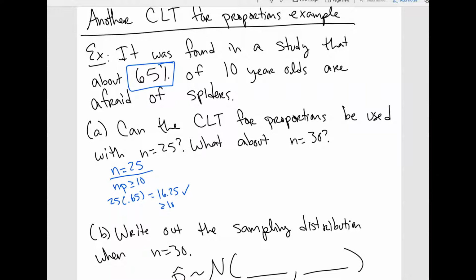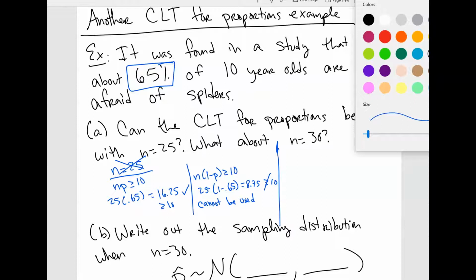However, we also have to check that n times 1 minus p is also greater than or equal to 10. So I'm going to have 25 times 1 minus 0.65. When I put this into my calculator, I get 8.75. This is not greater than or equal to 10, so we cannot use it. It cannot be used because it's not satisfied. So for n equals 25, unfortunately, we cannot do it. It's not large enough.